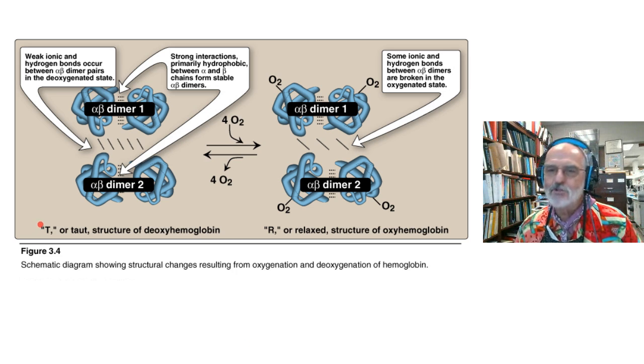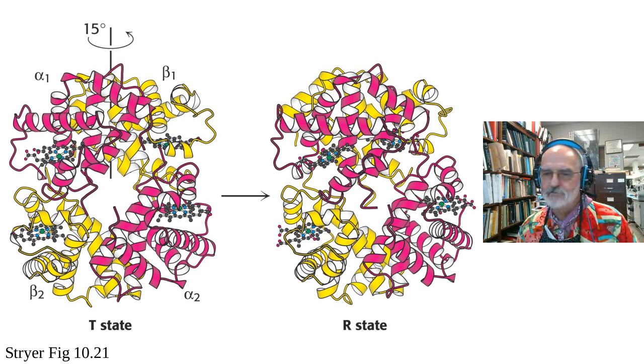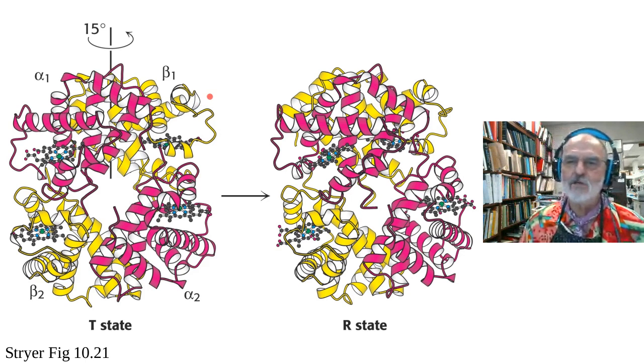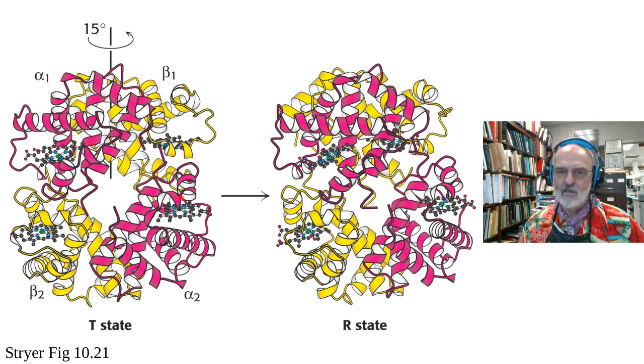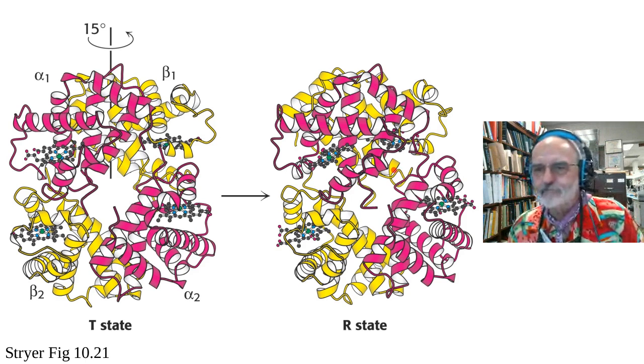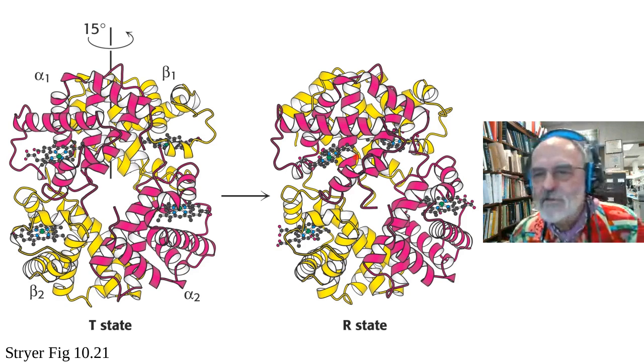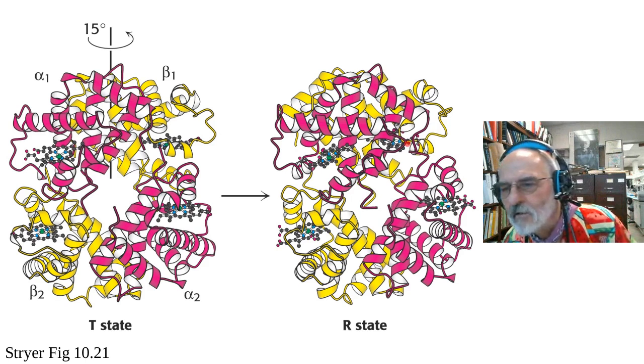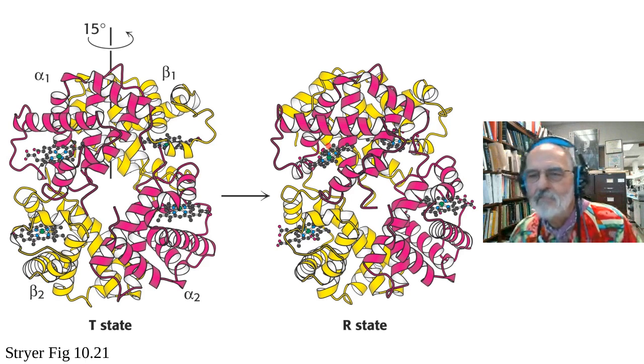Okay, historically, T means taut, deoxy, R means relaxed, oxy. I usually simply say T or deoxy, or I say R or oxy. Okay, this is a different rendition of what's going on. This is the T state in a ribbon diagram, higher resolution. This is the R state. I don't think you can actually see, maybe you can see the red oxygen in the binding site. I think there it is right there. Okay, so it may be evident right there.